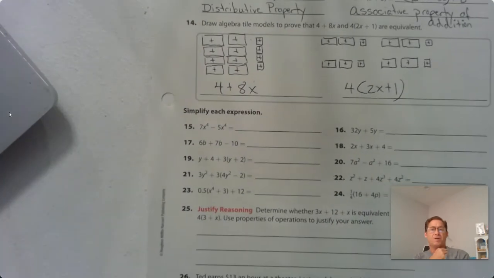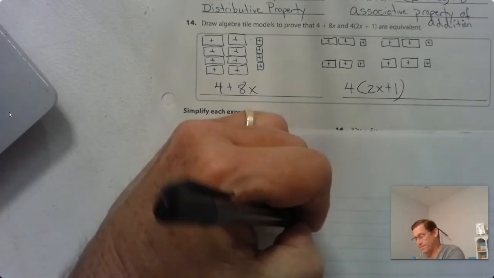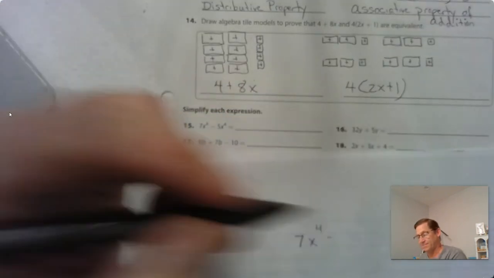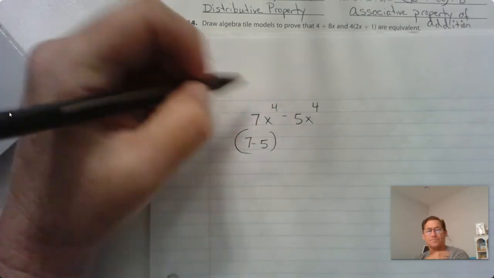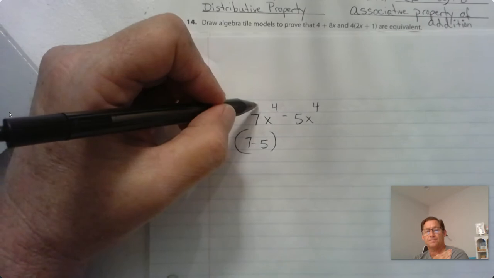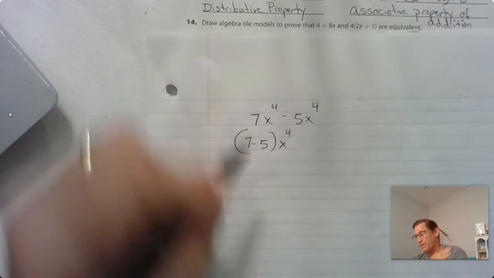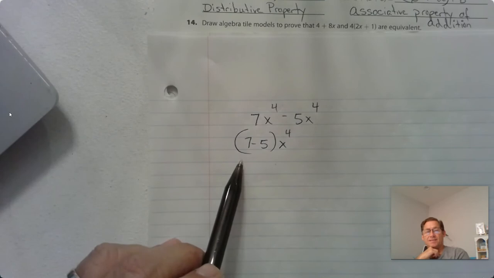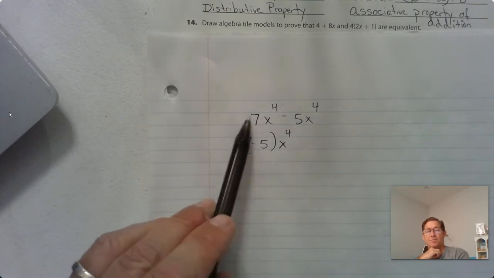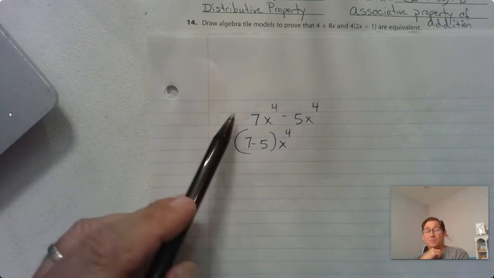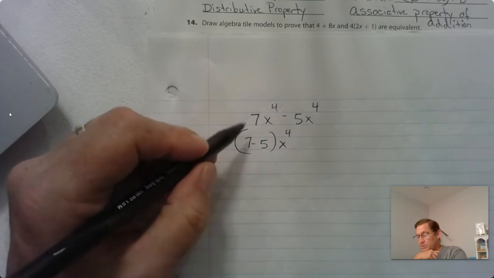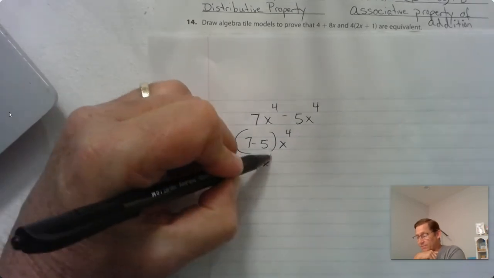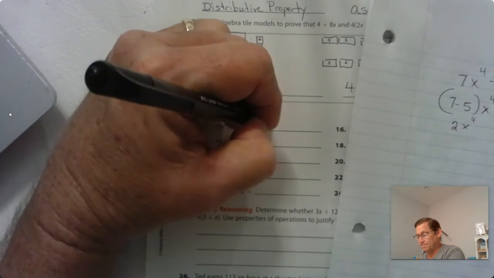All right, simplify each expression. 7x to the fourth minus 5x to the fourth. Okay, well, the distributive property says that multiplying a number by the difference is the same as multiplying each number in the difference. Okay, so 7 minus 5 would be 2, so we have 2x to the fourth.